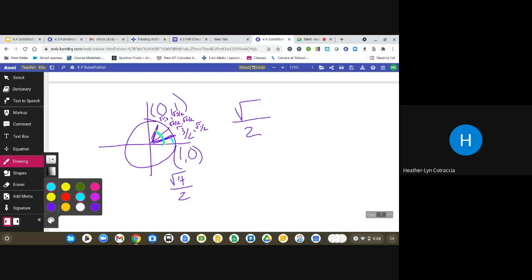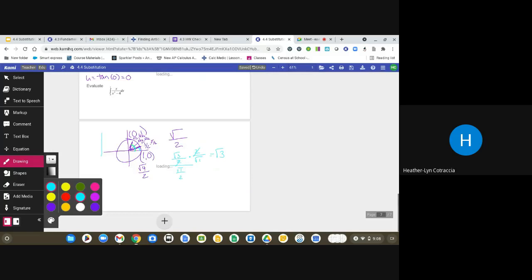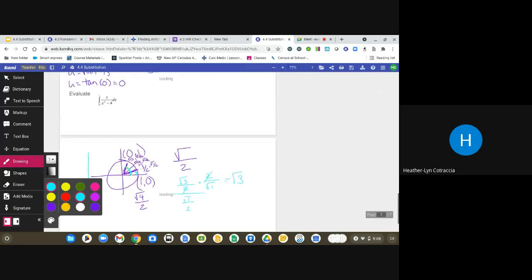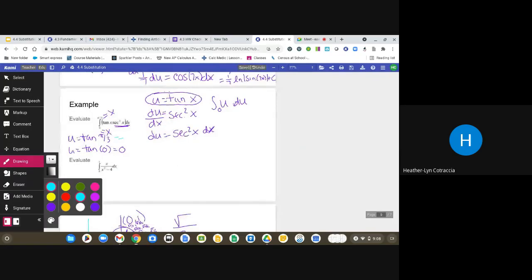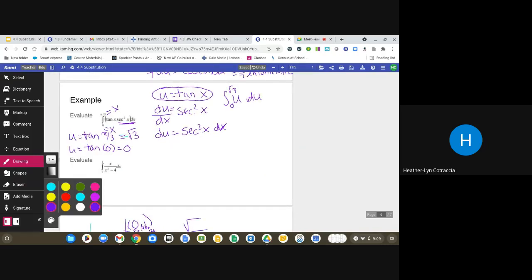So pi over 3, tangent is sine over cosine. So it'll be radical 3 over 2. That's your sine. Cosine is radical 1 over 2. That gives me that. Those cancel. That is radical 3. So that gives me my upper bound of radical 3.